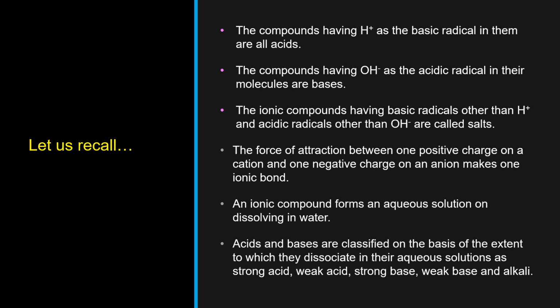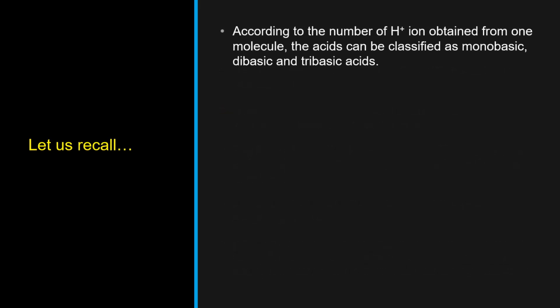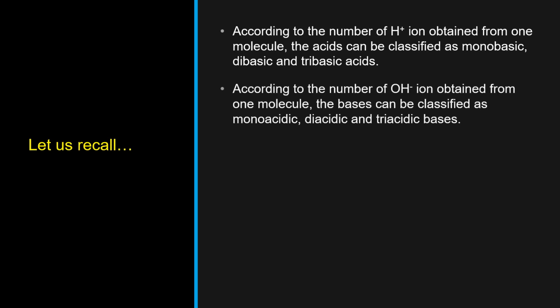Acids and bases are classified on the basis of the extent to which they dissociate in their aqueous solutions. They are classified as strong acid, strong base, weak acid, weak base, and also as alkali. According to the number of H plus ions obtained from one molecule, the acids can be classified as monobasic, dibasic and tribasic acids. According to the number of OH minus ions obtained from one molecule, the bases can be classified as monoacidic, diacidic and triacidic bases.